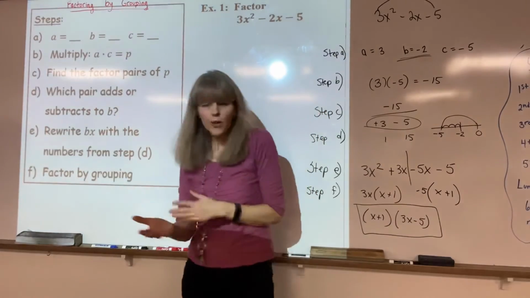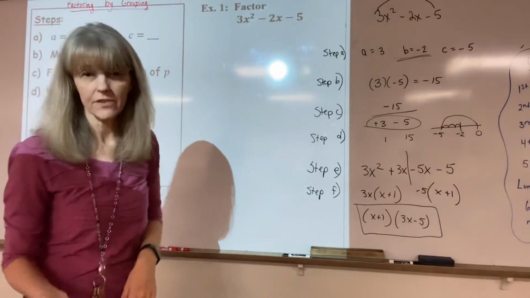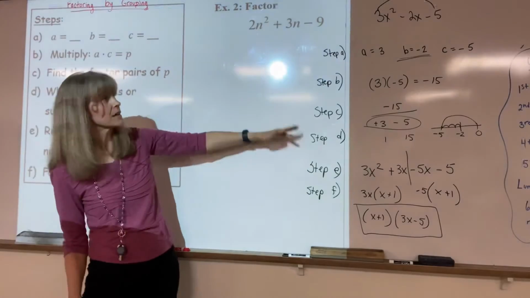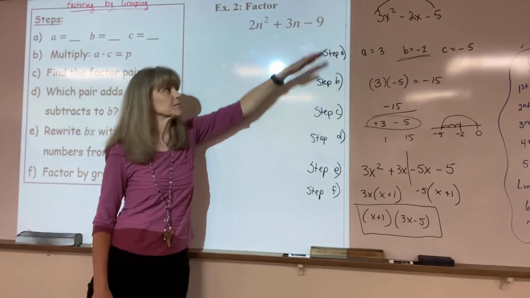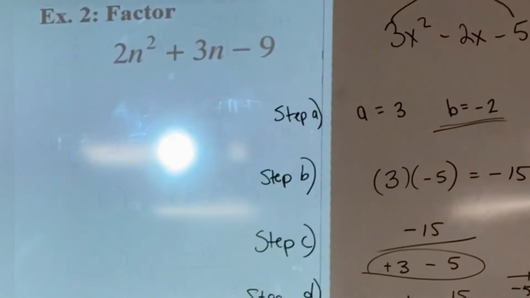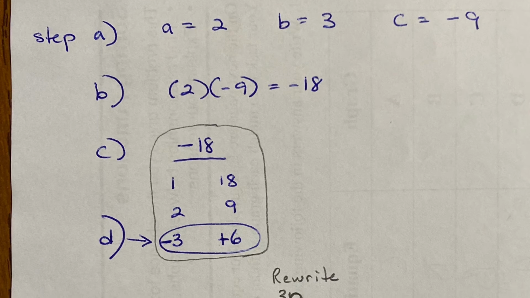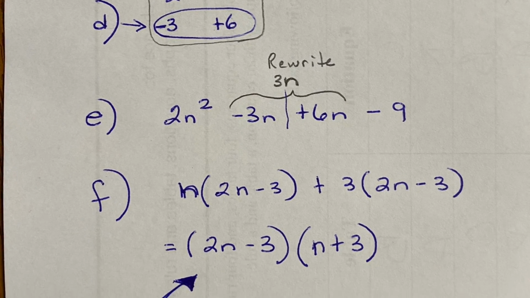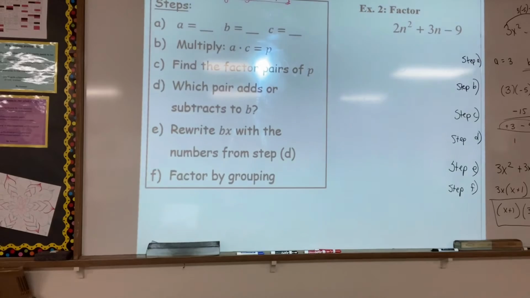Okay, on your boards or notebook, if you prefer to have it in your notes, I'll give you a couple more practice problems. There's no new homework tonight, so just practice this. Here's your second one. I'm going to leave my example up here. Here's 2n squared plus 3n minus 9. See if you can do it. All right, good. Those who are done with that one, I want you to do one more.